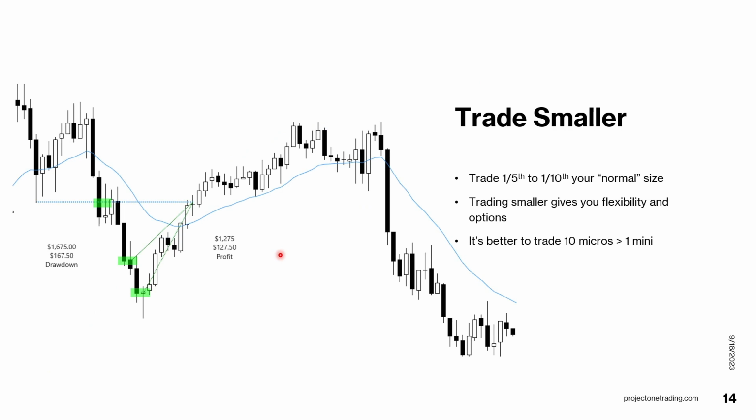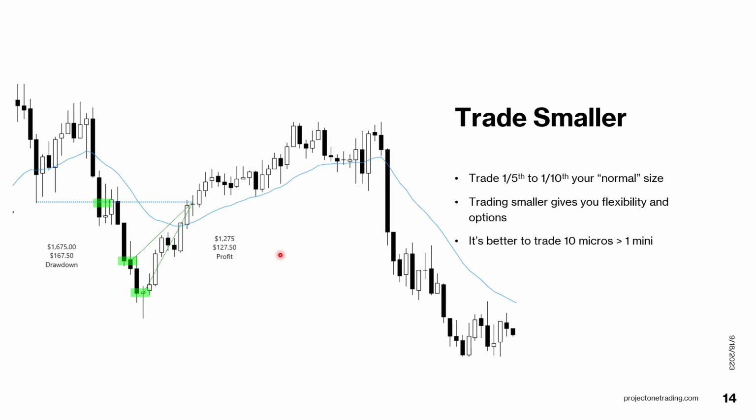Trade smaller. Now this slide sucks for every new trader because it means less profits. But the other side of that coin is it means less losses, and people forget about that. So whatever size you think you can trade, you think, I think I'm completely fine trading 1 E-mini, I think I'm completely fine trading 10 minis, whatever size you think is fine, you really should be trading 1/5 to 1/10 that size.